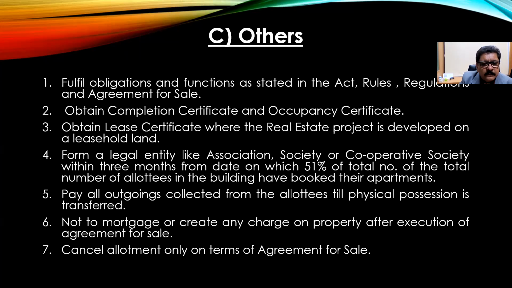Normally, if you see, it has been 20 years, 30 years, the builder has not conveyed the land, he has not formed the society, he is running the society till date. With this clause, even if the building is half complete and he sells or books 50% of the total units of the project, he is bound to form a society or an association of allottees. Pay all outgoings collected from the allottee till physical possession is transferred. Not to mortgage or create any charge on property after execution of agreement for sale. Cancel allotment only on terms of agreement for sale.